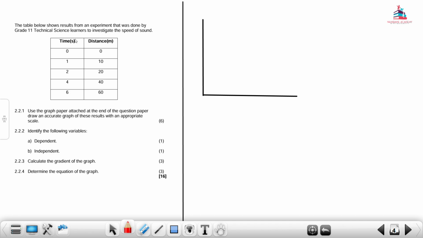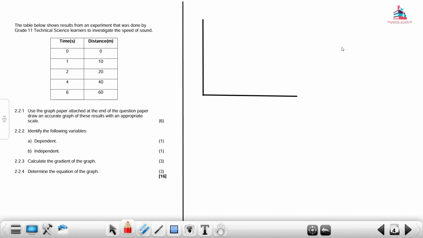The table shows results from an experiment that was done by grade 11 technical science learners to investigate the speed of sound. So what are we investigating? We are investigating the speed of sound. We have two variables, as I said. The first variable that's given here is time. Then we also have distance.